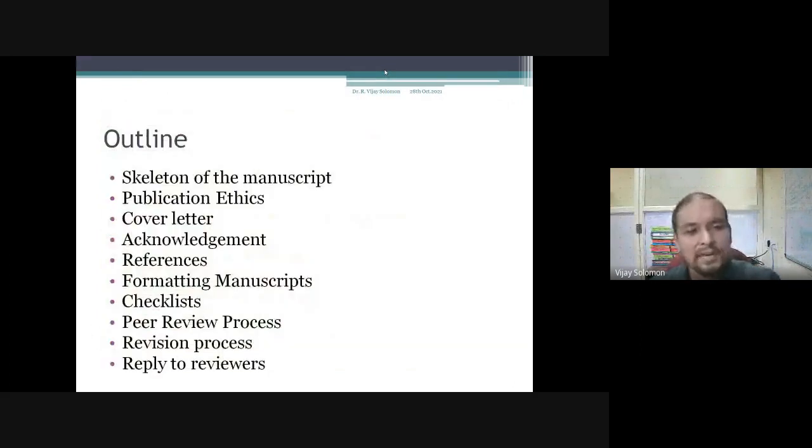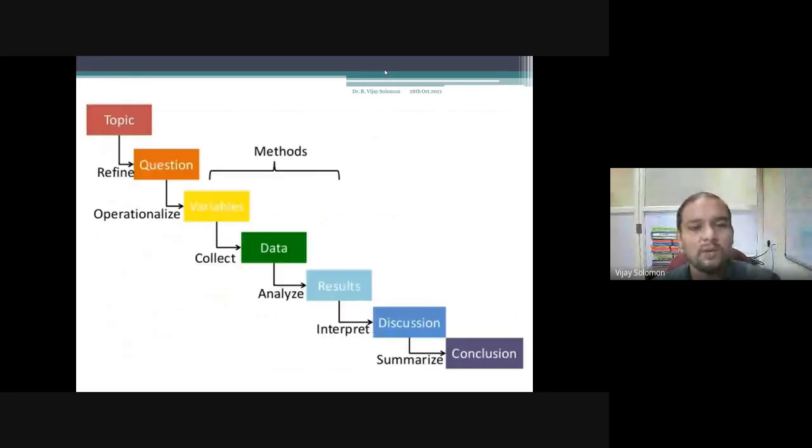So in this particular talk, I would like to cover the skeleton of the manuscript, the components that are there in the manuscript, starting from writing the title to references. We need to have a topic, then we come up with the research question, then we look at the ways in which we can collect the data. Once the data is there, we will analyze it, interpret the results, and summarize in the form of results and discussion and then conclusion. This is the flow chart I can give you for writing an article.